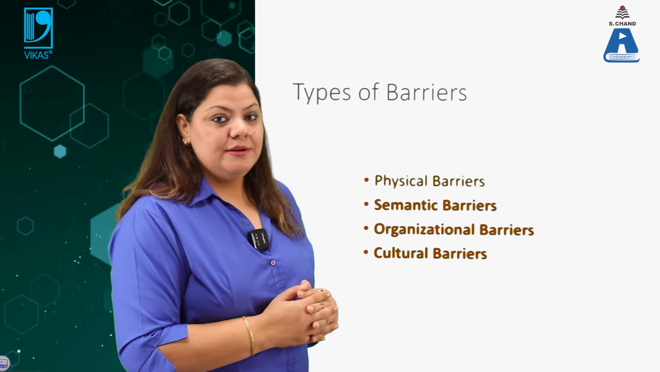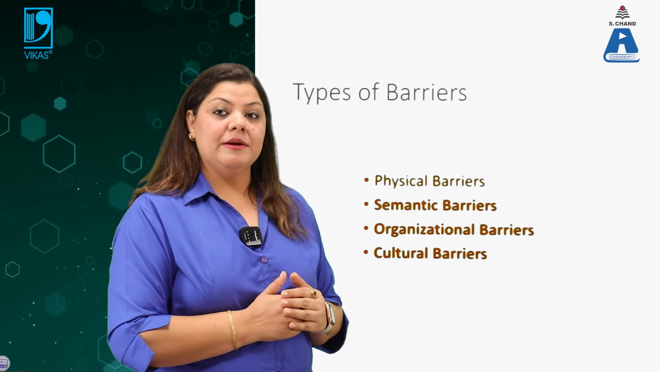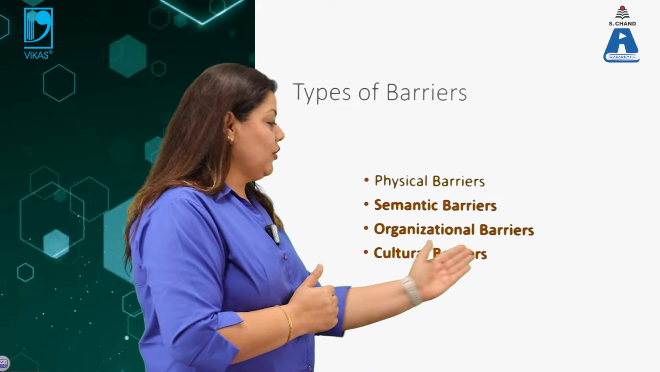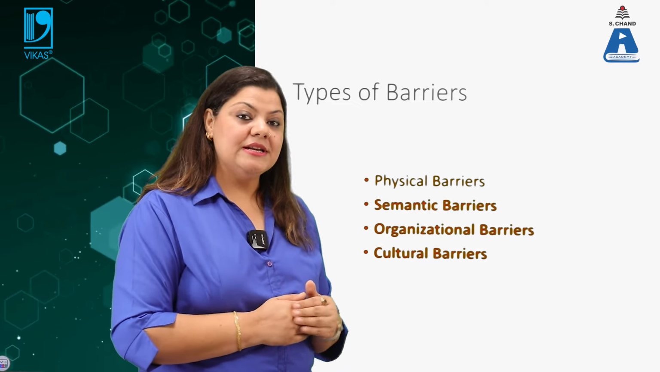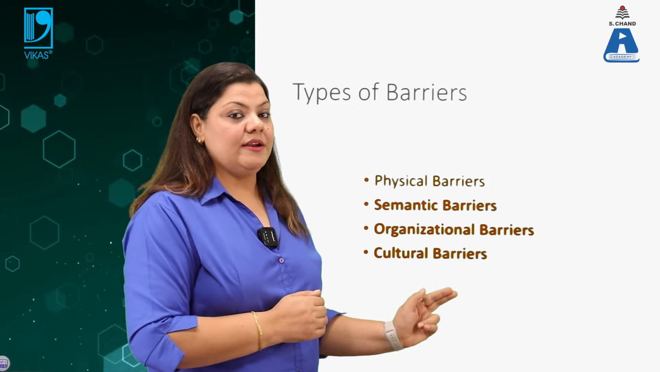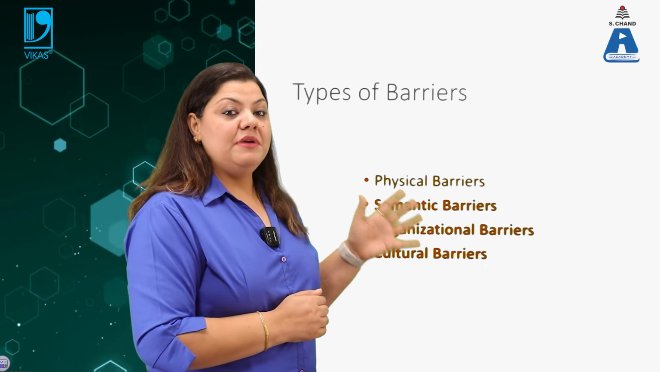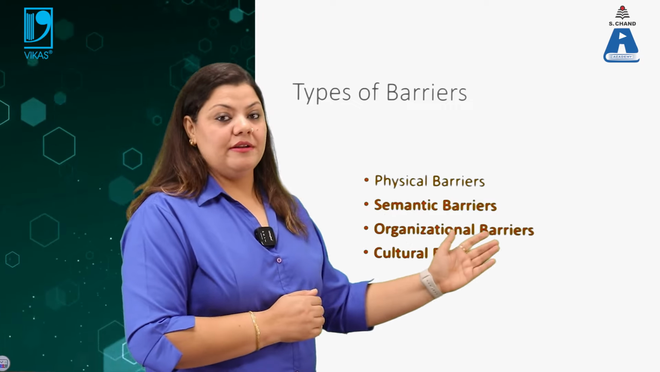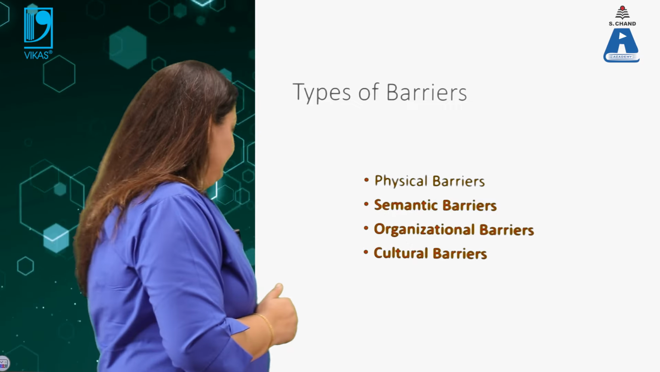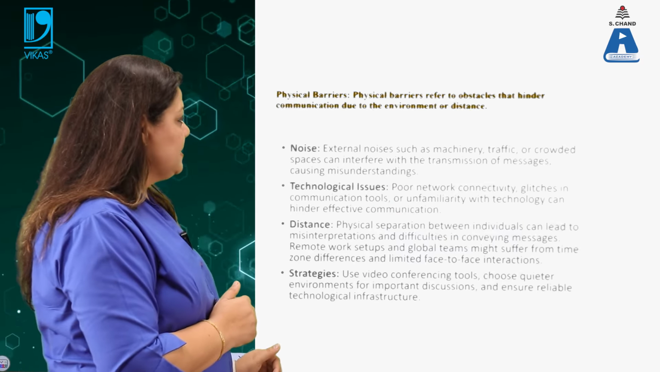First barrier is physical barrier. Then we talk about semantic barriers. We are talking about organizational barriers. After this, the 4th barrier is cultural barrier. In all these 4 barriers, these are the main barriers. Under this, sub barriers would be existing. We will talk first about what is physical barrier.